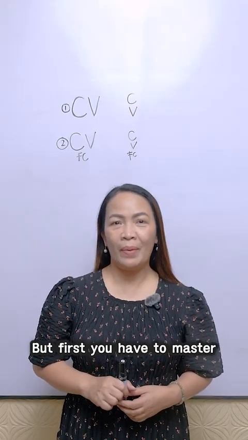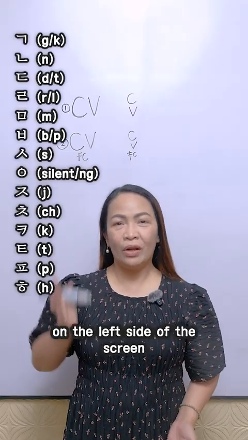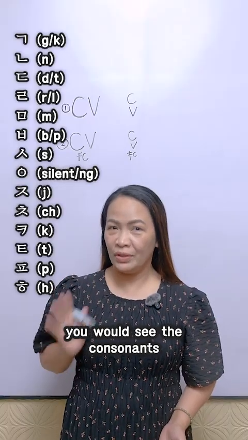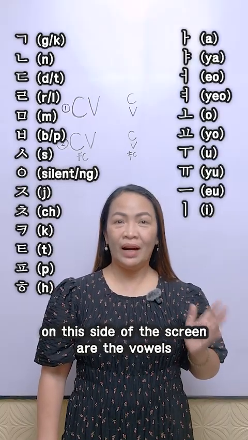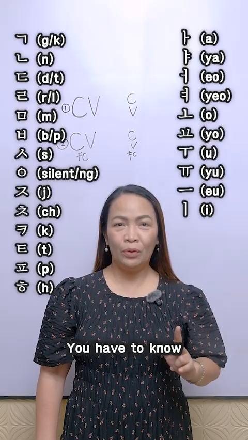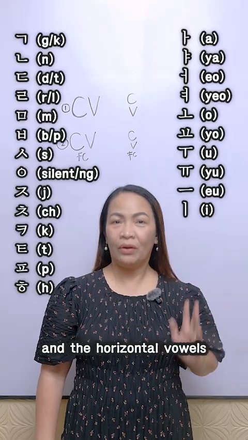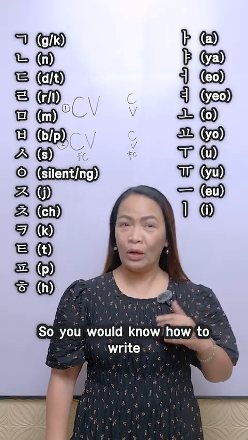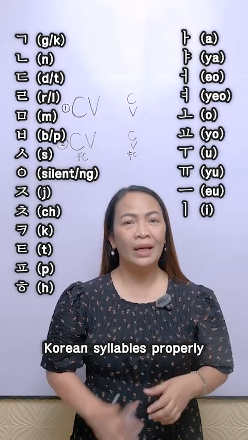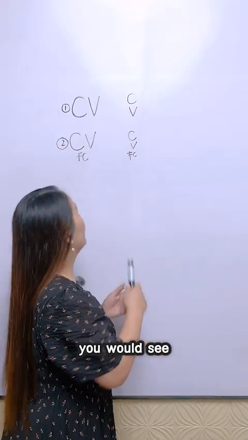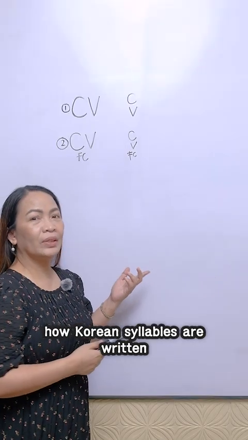Today, I'm going to illustrate to you how to write Korean syllables. But first, you have to master the Korean alphabet. On the left side of the screen, you would see the consonants. On this side of the screen are the vowels. You have to know the vertical vowels and the horizontal vowels, so you would know how to write Korean syllables properly. As you see on the board, you would see how Korean syllables are written.